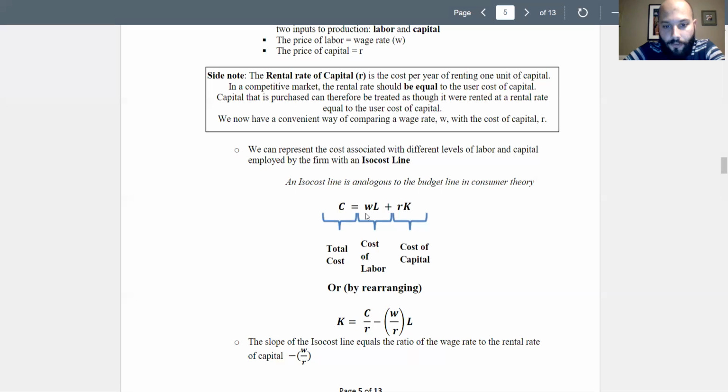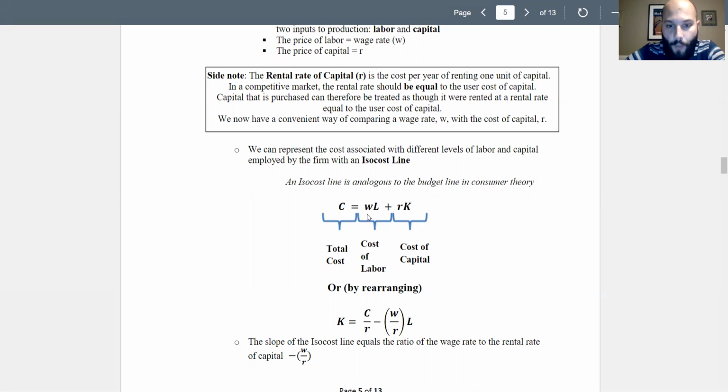Looking back at the big picture in chapter 6, we had talked about production functions and isoquants. If you know your production function, you can map out all of the combinations of labor and capital that will result in some specific level of production. And now we are introducing a cost constraint, or isocost line. Just like before, we have some overall total cost, which is equal to how much we pay for labor, the price of labor times labor, plus the price of capital times capital.